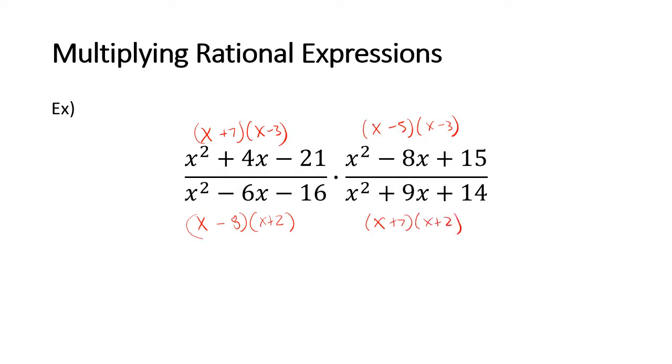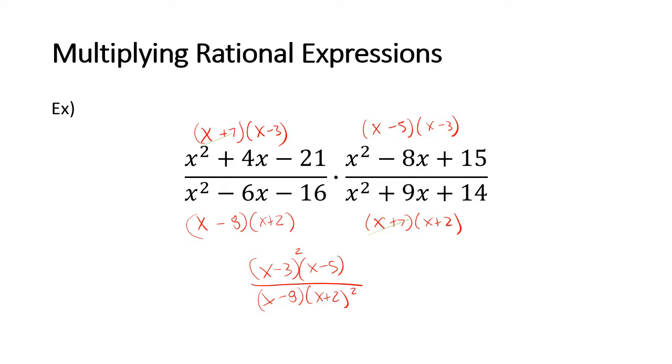Now we can look at simplifying. So x plus 7 and x plus 7. Is that it? Okay, that's it. Unfortunately there's not a ton of canceling we can do here. So then we just write what's left over. We'd have x minus 3 quantity squared times x minus 5 up top. And on the bottom we'd have x minus 8 times x plus 2 quantity squared. And that would be it.